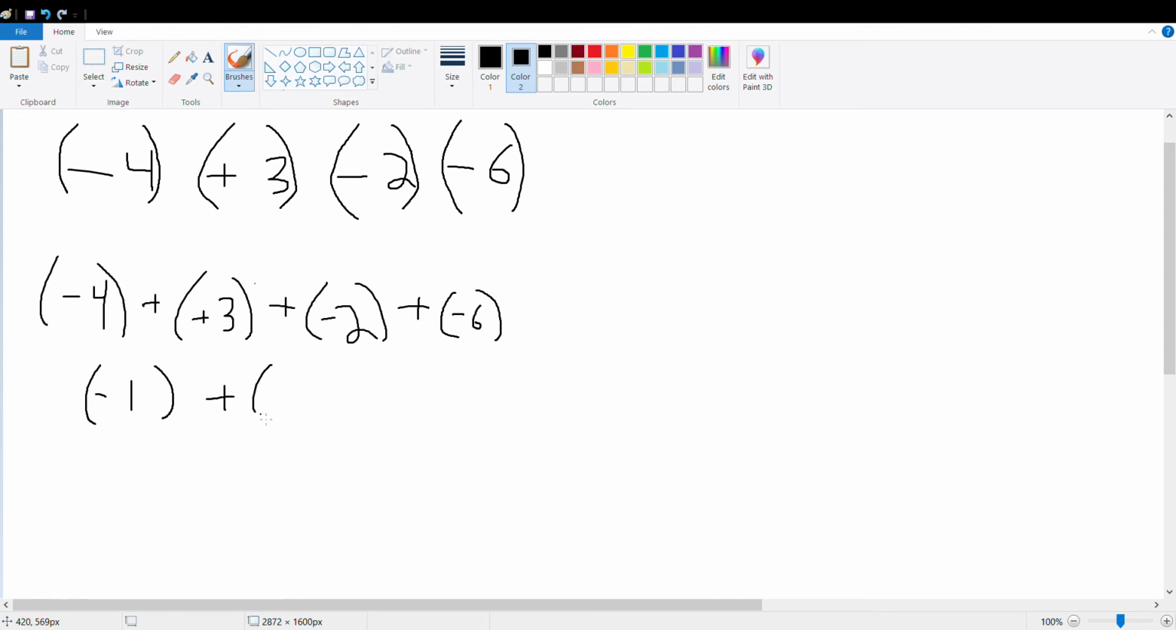Plus negative 2 plus negative 6. We would continue here. Negative 1 plus negative 2, they're the same signs, so we know our sign is going to stay negative. 1 plus 2, because they're the same, we add them together, is 3. Plus negative 6.